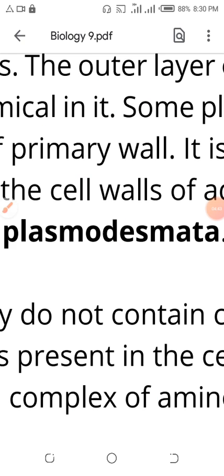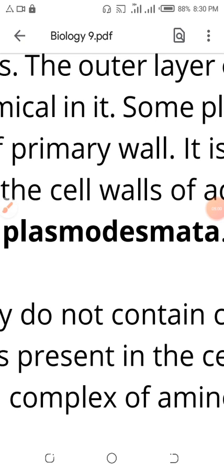What is the role of the cell wall? One is protective in nature, of course, because you know the primary cell wall is composed of which thing? Tell me if you remember the last lecture. Yes, the cellulose. What is cellulose? Carbohydrate. Which type of carbohydrate? The simple carbohydrate or the complex carbohydrate?